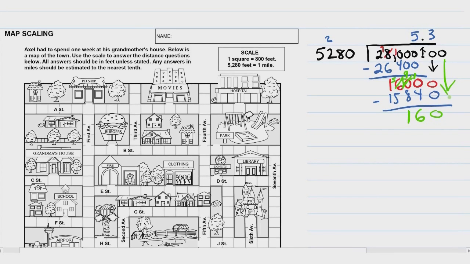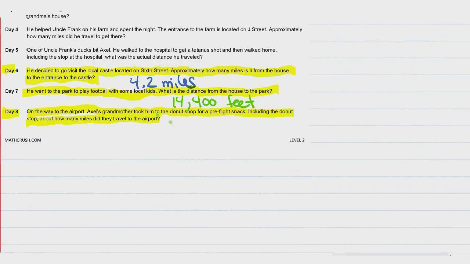I bring down the other 0 and I get 1,600, which, if we look at this and this, we already know it's too small. So there's no way this number right here is going to be bigger than 5, so we do not have to round up. So the answer is going to be 5.3 miles. Then we come down here and we write 5.3 miles. That is the final answer.